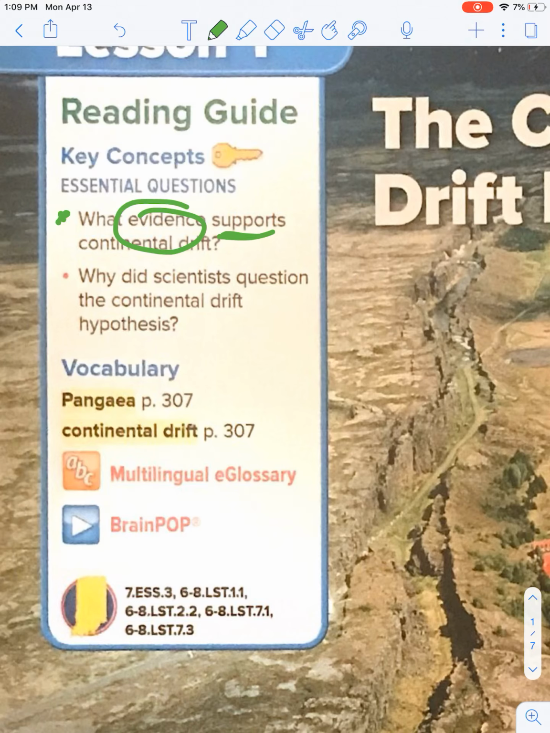Why did scientists question the continental drift hypothesis? They didn't accept it right away. When Wegener put it out there, they did not accept it. And why? Well, because there wasn't evidence to support it, but we're going to be learning about that.